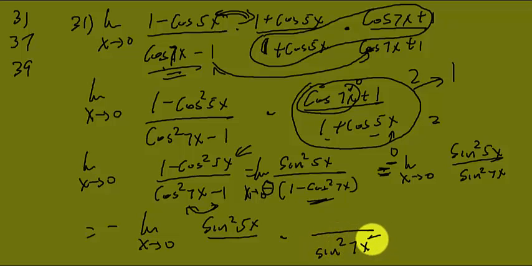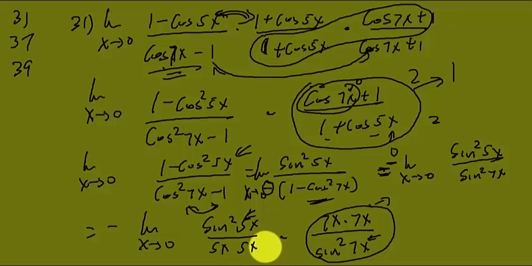Well, I have two of these, so that means I need 7x times 7x here, so I can split this up and make this one go to 1. And I have two of these here because I have sine 5x times sine 5x, so I need a 5x and a 5x. The x's cancel each other out, I've got 2x on the top, 2x on the bottom. But this 5 times 5 is 25 on the bottom, and then 7 times 7, which is 49, on the top.